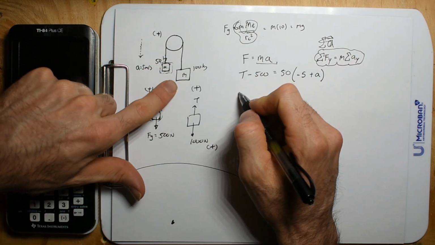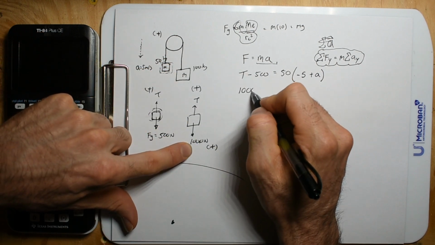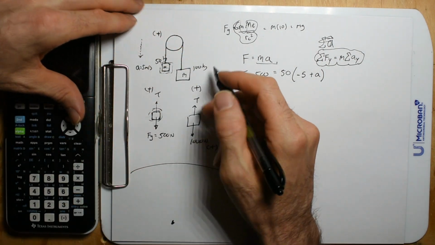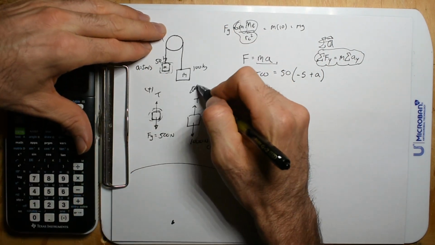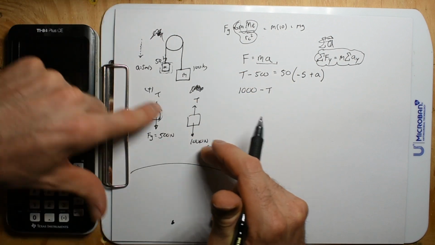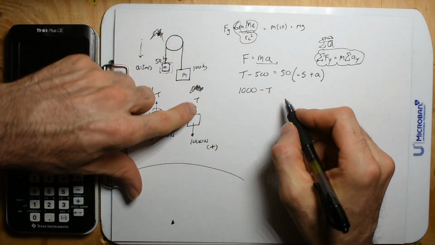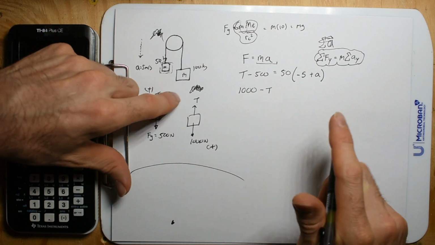We have that driving force in the positive direction. So we have 1,000 minus the tension. So this is the positive direction. This is the positive direction. That was just confusing having them up there. Those applied to that chart. They just got in the way of this chart.